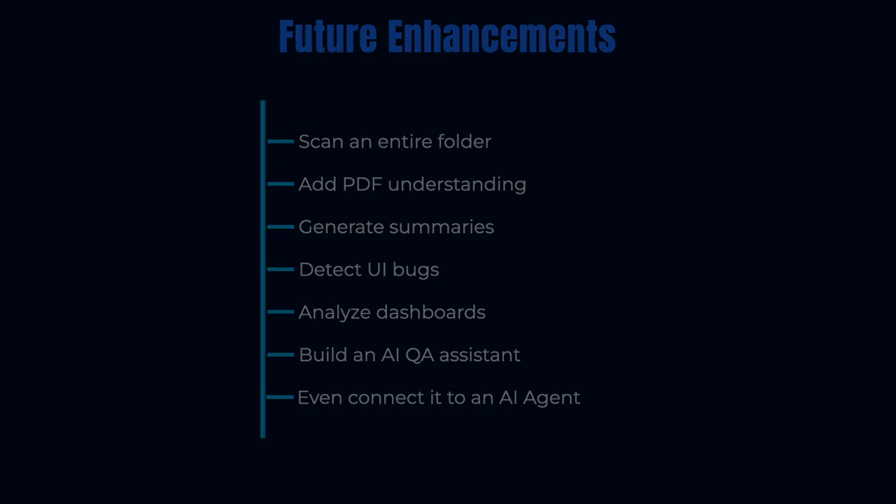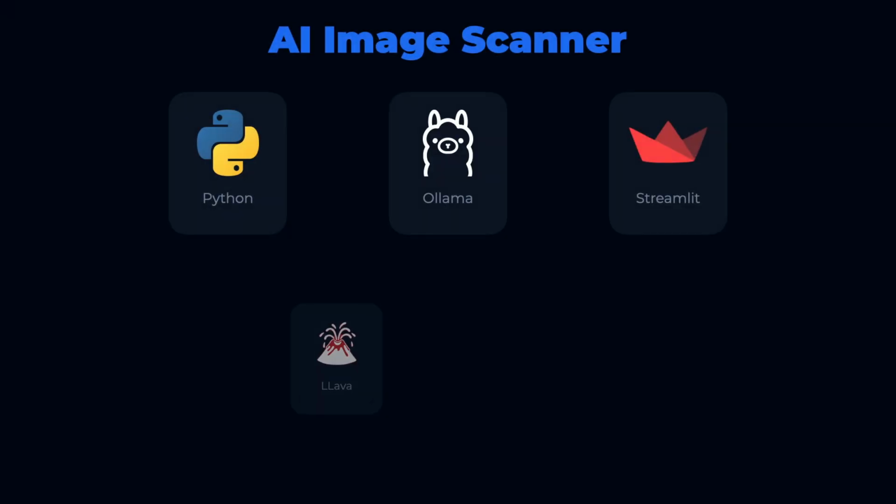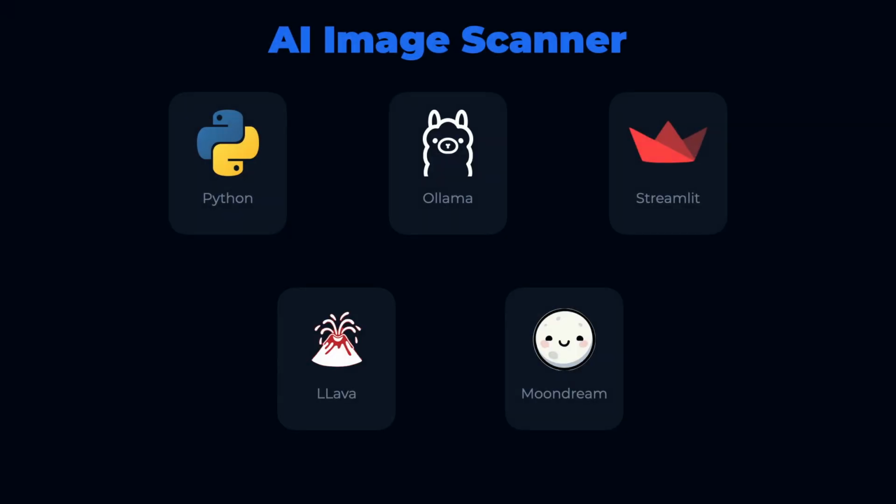That's how an AI image scanner works completely offline using Ollama and Streamlit. I believe once you understand this architecture, building a local AI application becomes much less intimidating.